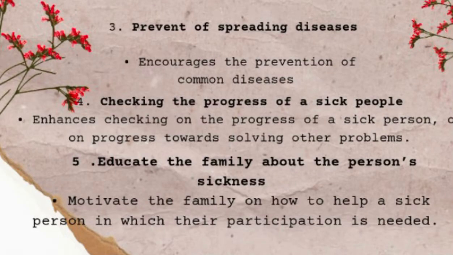Third, prevention of spreading diseases. Encourage the prevention of common diseases. Number 4, checking the progress of a sick person. Enhance checking on the progress of a sick person or on progress towards solving other problems. Lastly, fifth, educate the family about the person's sickness. Motivate the family in how to help a sick person and what participation is needed.